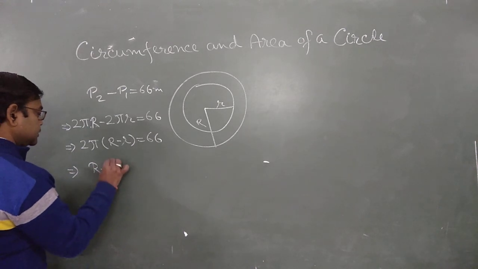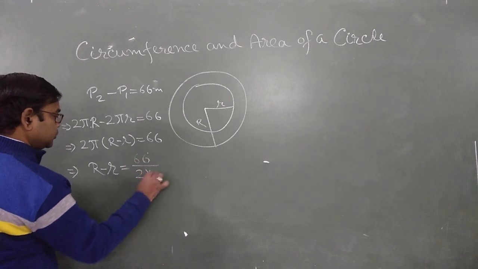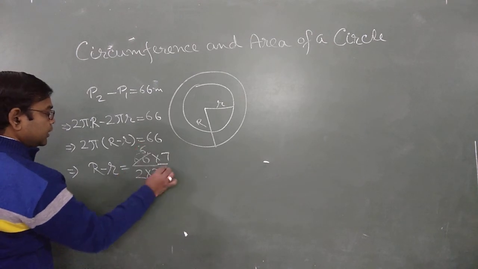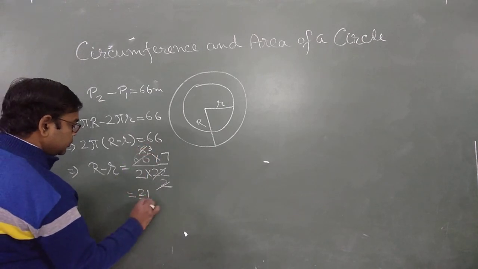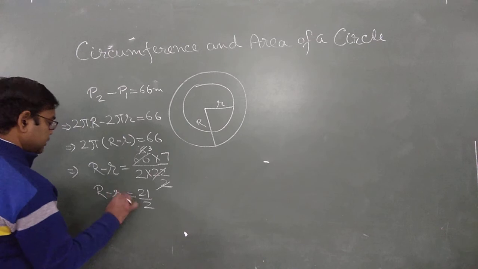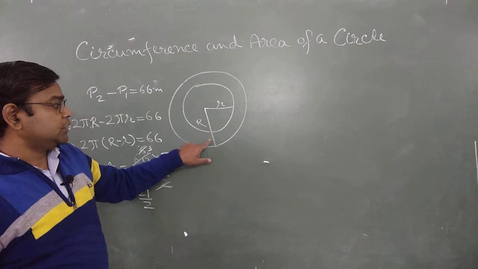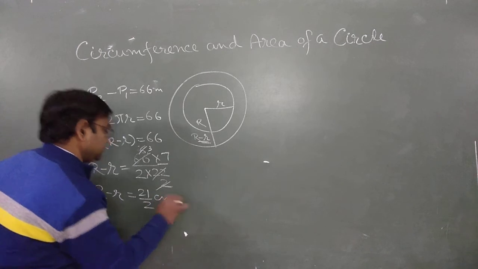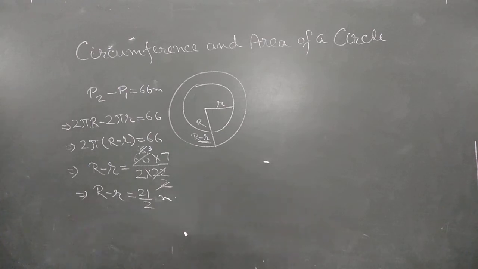and this R minus r is 66 divided by 2 into pi, change the value of this, 22 upon 7. 11, 2 2 3, it's 21 upon 2, and this is your R minus r. What does this signify? This signifies the width of the road, R minus r. So this is this meter, sorry, not centimeter, it's meter. Clear? Hope this concept is clear to you. Now move to the next question.